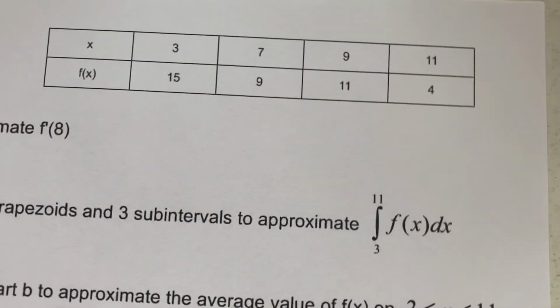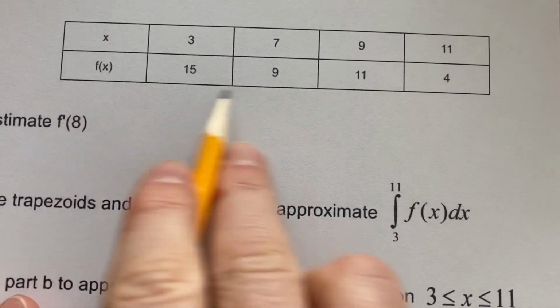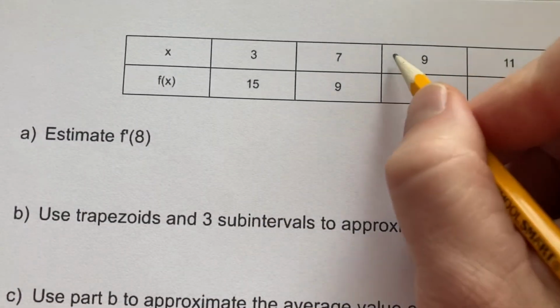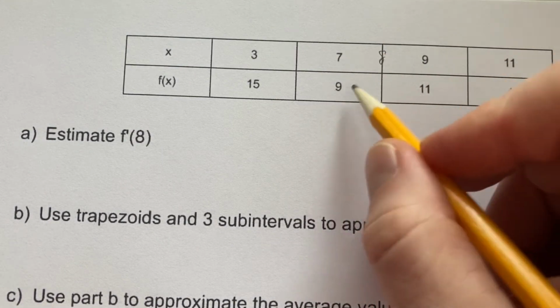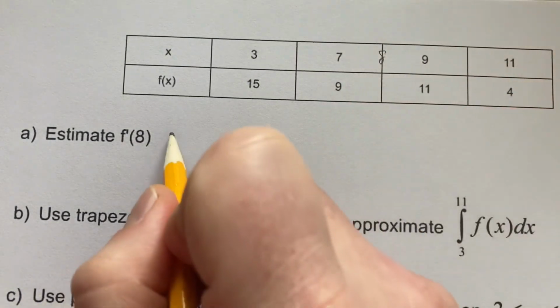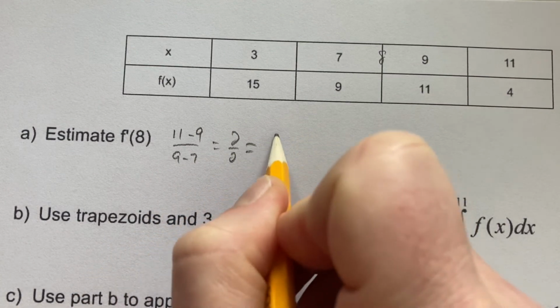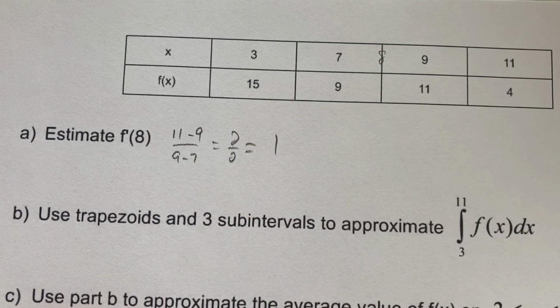All right, then we get this table here, and it's a table for f of x, and we're asked to estimate f prime of 8. So again, we're going to put 8 right there in the middle. To estimate the derivative, you just find the average rate of change. So it's 11 minus 9 over 9 minus 7, 2 over 2. We estimate that to be about 1.